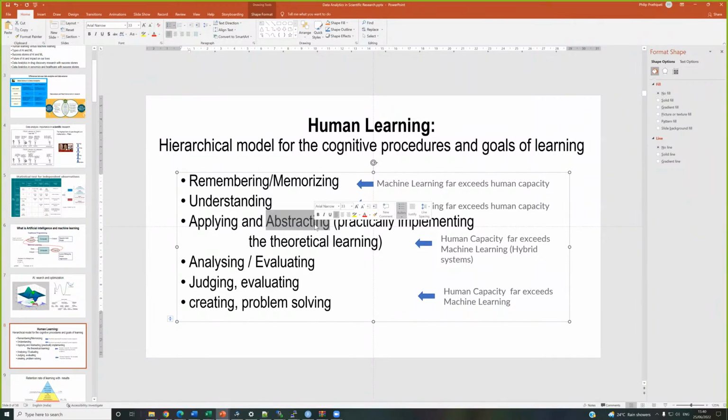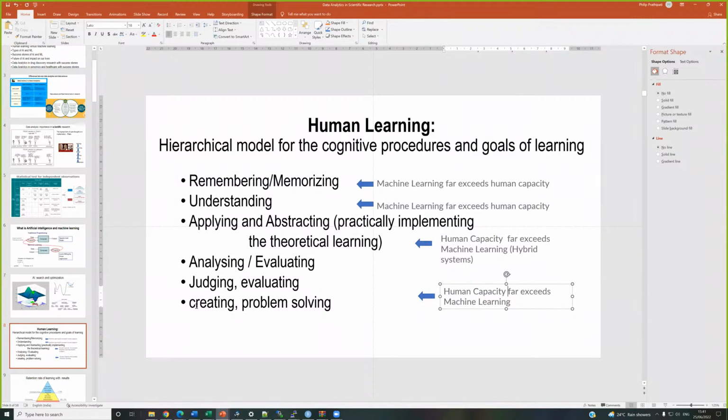There is some progress, for example the driverless car. It's kind of semi-autonomous. A driver still has to sit in the car, they advise. So some of the human learning methods, machines are still far behind, for example in terms of applying, abstracting or analyzing. Machines are able to do it, but they need a bit of human help. And in terms of judging or evaluating, and even creating and problem solving, still only humans are able to do this. Machines are not able to help in these kinds of things.